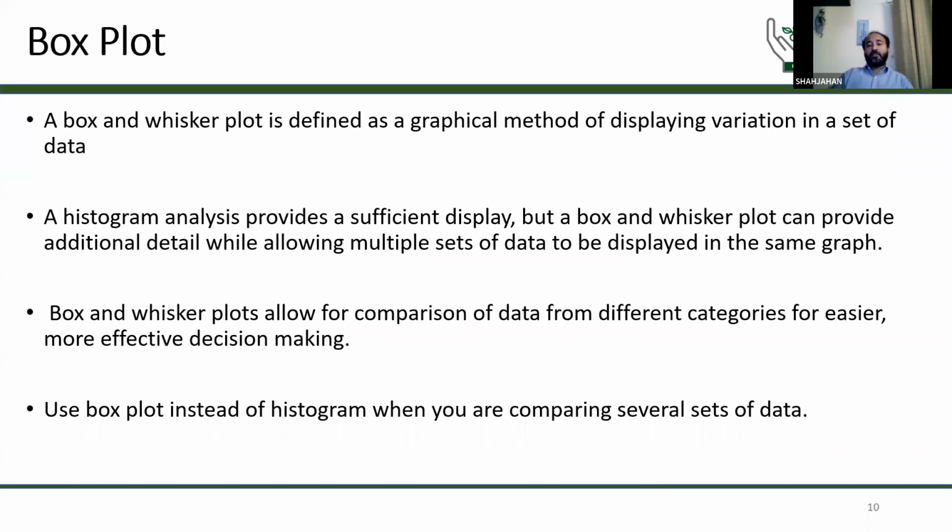So this is almost the same as the histogram, but when we have many groups and we want to show their data, then we use the box plot, also known as the whisker plot. A box and whisker plot allows for comparison of data from different categories for easier, more effective decision making. Use a box plot instead of a histogram when you are comparing several sets of data.